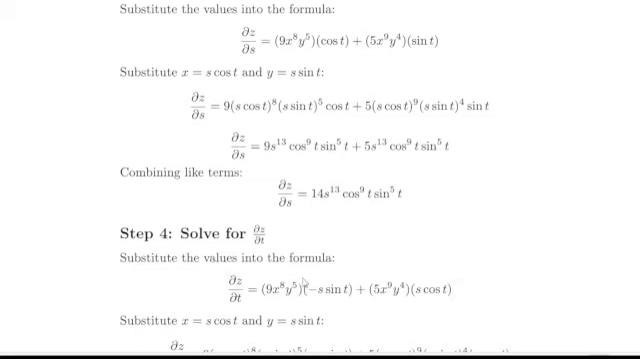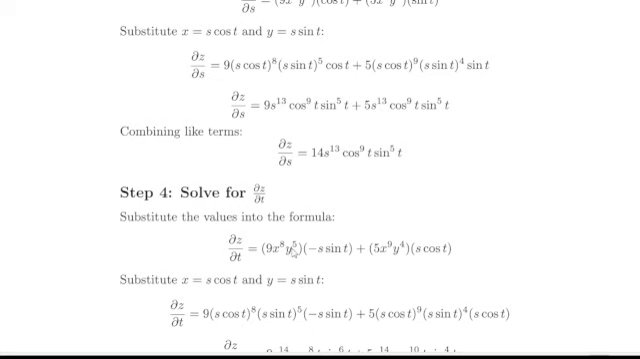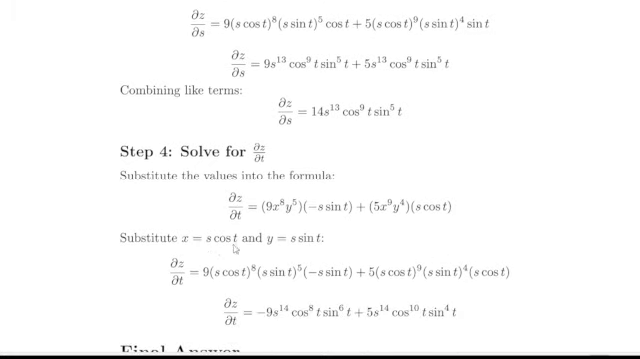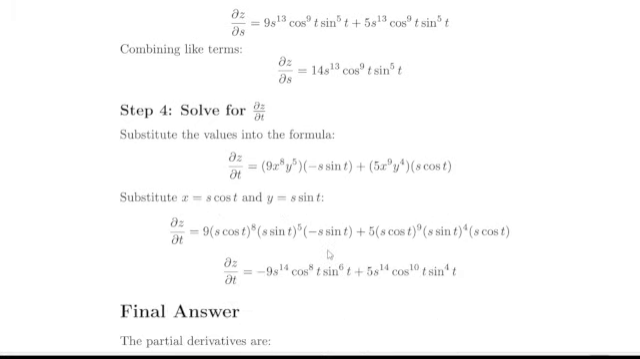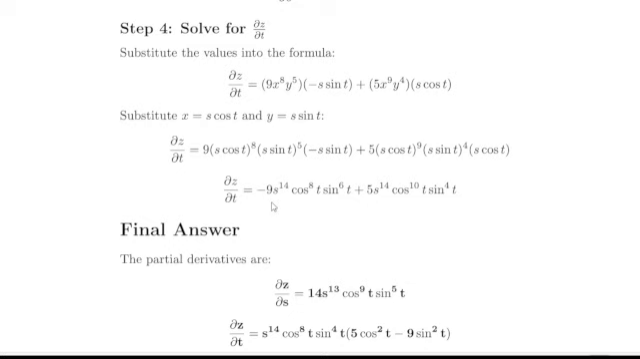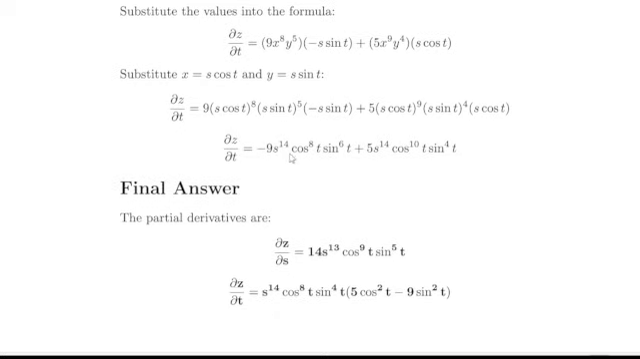Partial z with respect to t, we have 9x to the eighth y to the fifth times negative s sine t plus 5x to the ninth y to the fourth s cosine t. Plug in x is s cosine t, y is s sine t. Simplify and end up with negative 9 s to the 14th cosine to the 8th t sine to the 6th t plus 5s to the 14th times cosine to the 10th t times sine to the 4th t. And those are our partial derivatives.